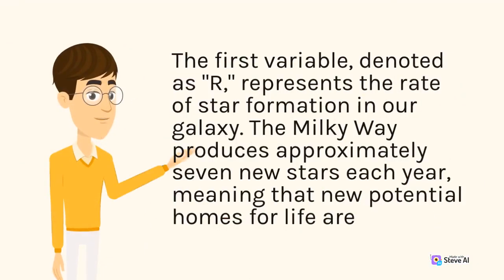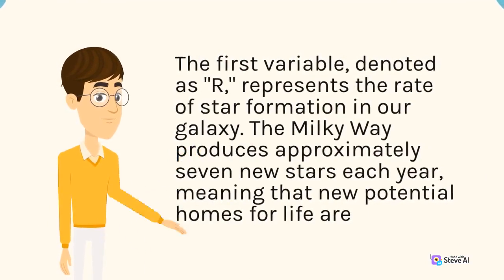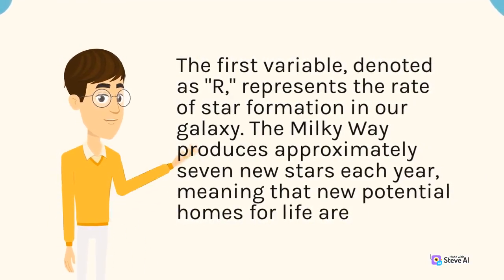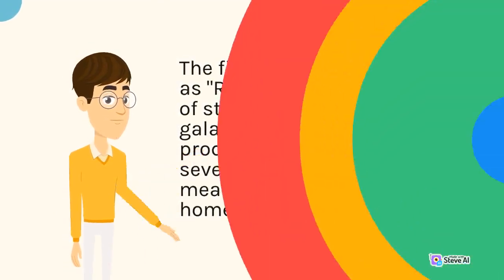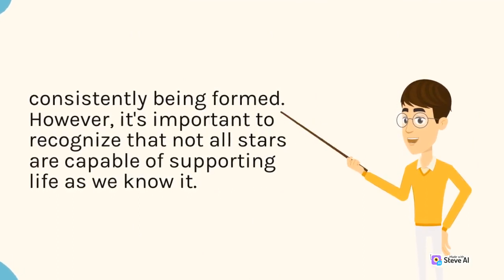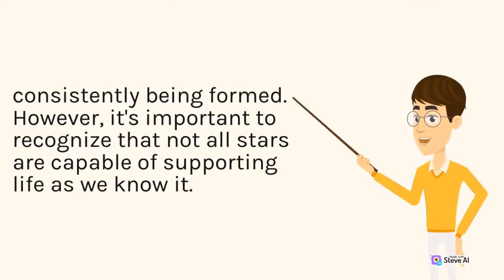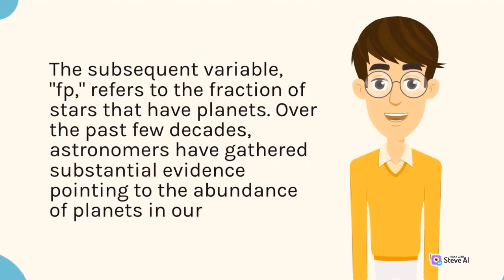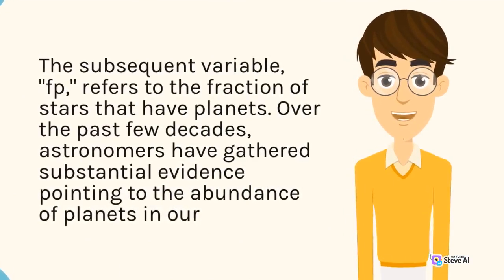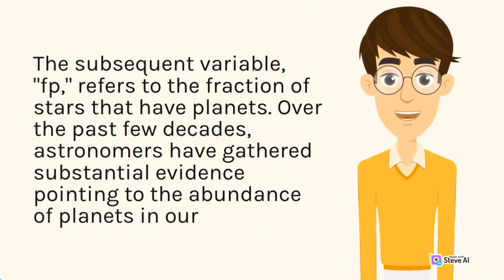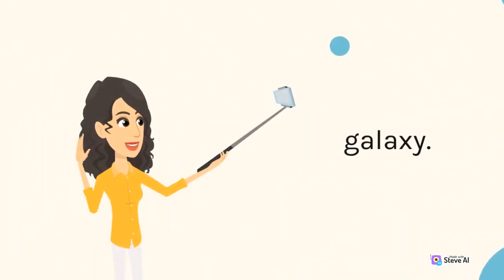The first variable, denoted as R, represents the rate of star formation in our galaxy. The Milky Way produces approximately 7 new stars each year, meaning that new potential homes for life are consistently being formed. However, it's important to recognize that not all stars are capable of supporting life as we know it. The subsequent variable, FP, refers to the fraction of stars that have planets. Over the past few decades, astronomers have gathered substantial evidence pointing to the abundance of planets in our galaxy.